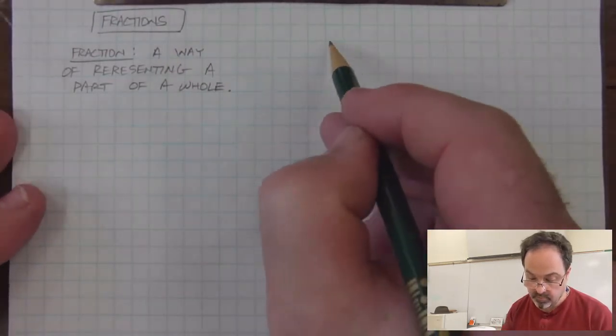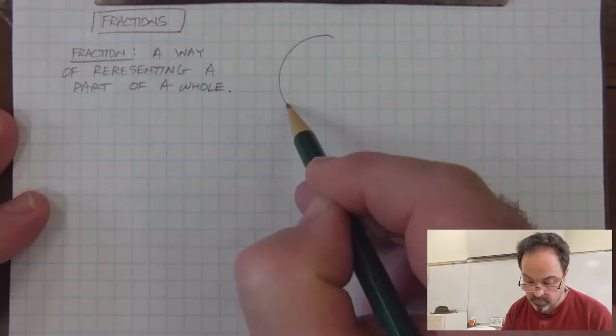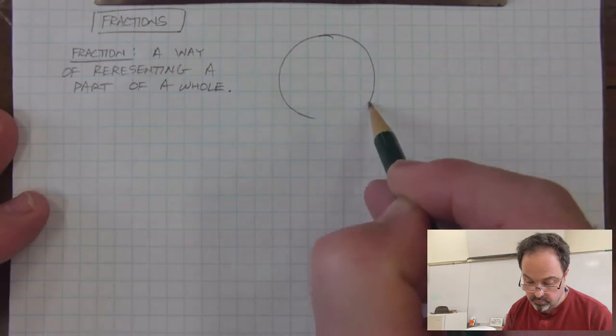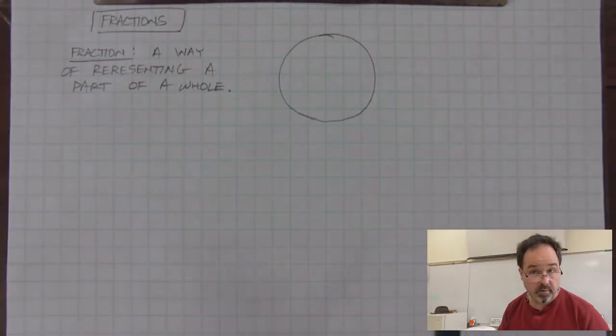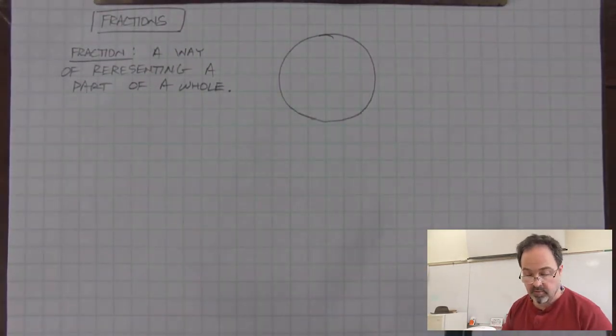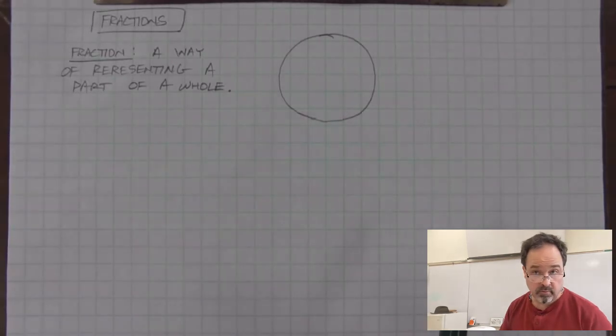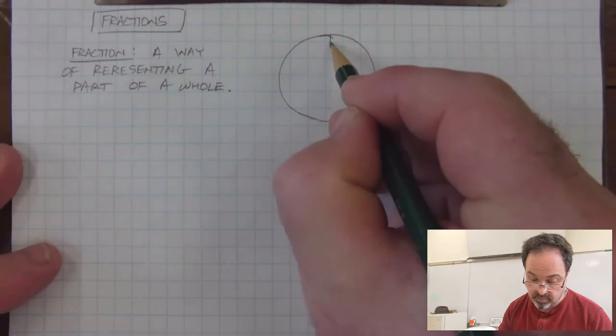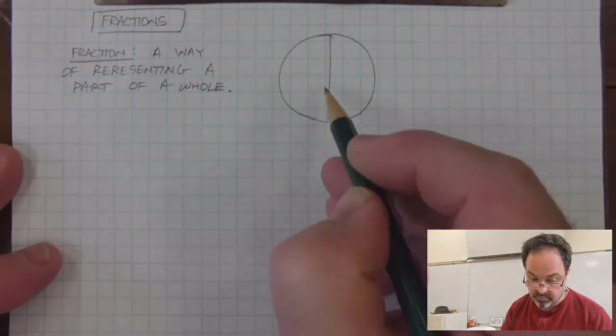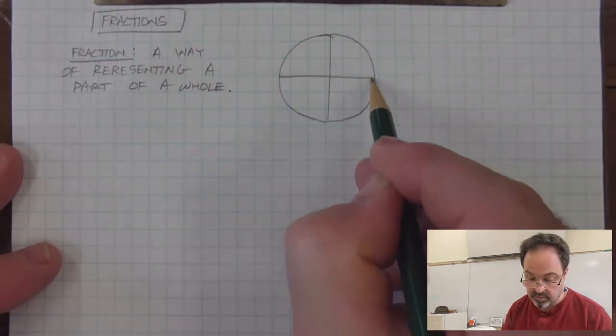So if we consider a whole to be 1, then something smaller must be a fraction. And we can divide a whole into pieces, and those pieces could be any size.